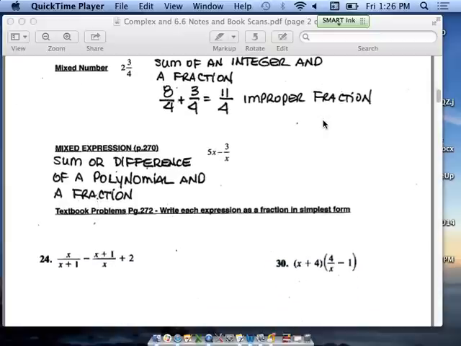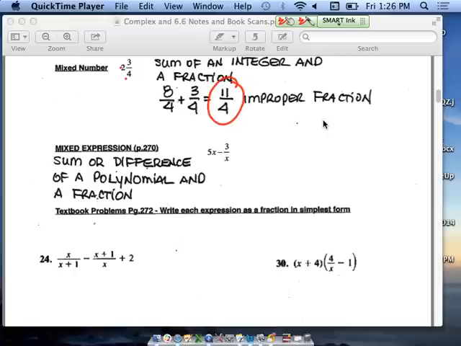And once again, going back to a 6th or 7th grade type of a problem, a mixed number. A mixed number is the sum of an integer and a fraction. So to turn 2 3/4 into an improper fraction, you would multiply 2 times 4 and get 8. 8 plus 3 is 11, and the improper fraction would be 11 over 4.